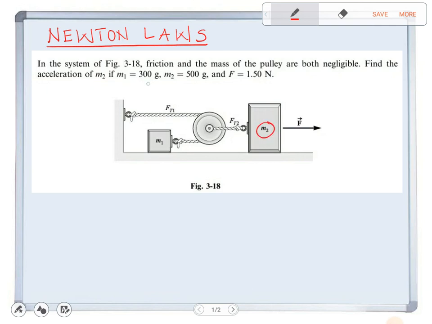If mass 1 is 300 grams, mass 2 is 500 grams, and the force, this one here pulling this one, is 1.50 newtons. Now what we need to know is that acceleration will be common in most cases. So what we need to know here? Well, look at the pulley. Which type of pulley system is this? This is a single movable pulley, all right?